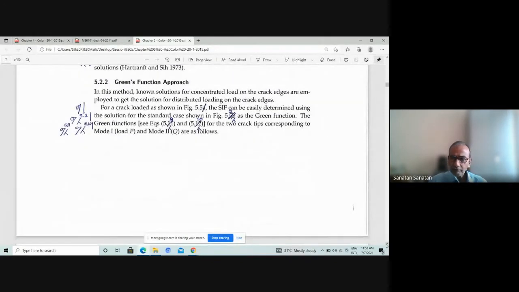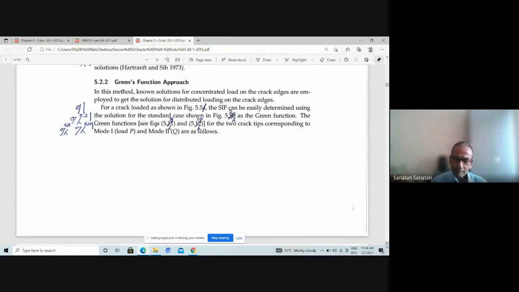The other method which is considered analytical is Green's function. I think some of you must have come across this Green's function method. If you know the solution for the stresses in the body in terms of a point load, if you know the SIF for a point load, then if you have a distributed loading, you can write the stress function or stress intensity factor for the distributed load, considering the infinite number of load points on the boundary. So this is Green's function.